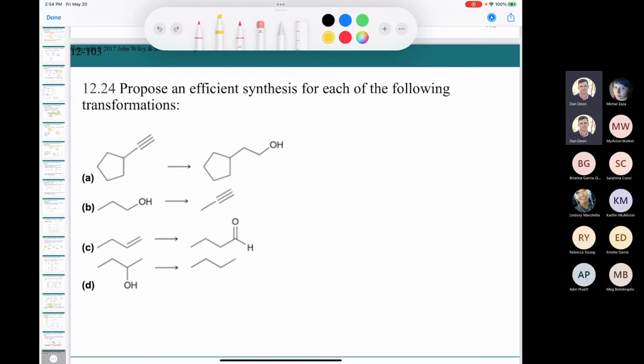So let's see here. We'll start out with A. Let me see. Just give me a second. I'll give you a second to start looking at the first one. Just going to do something here.